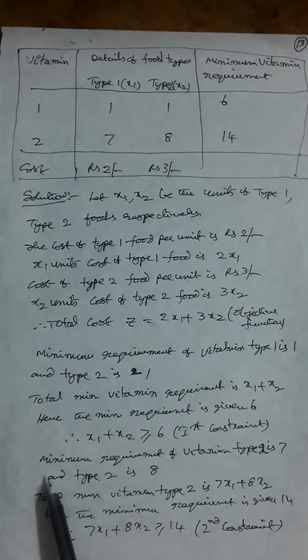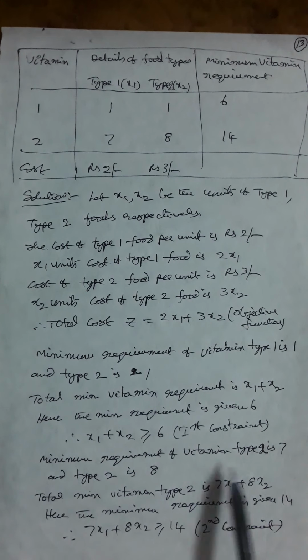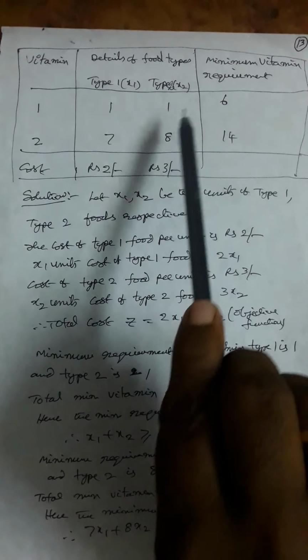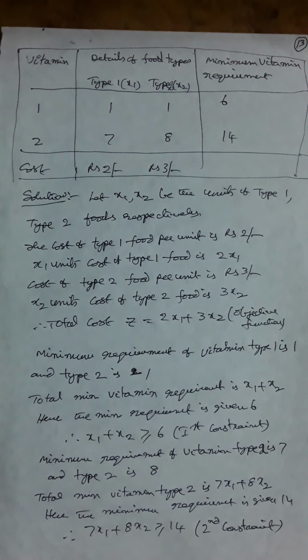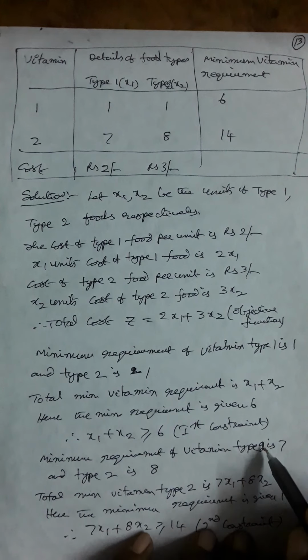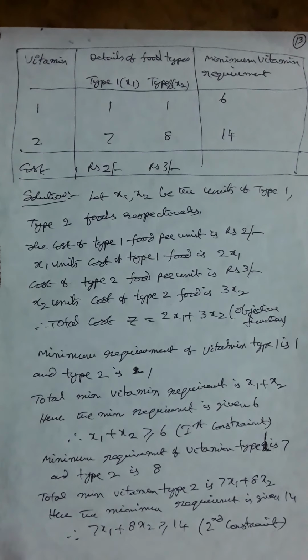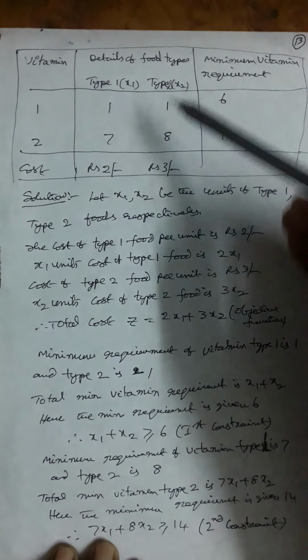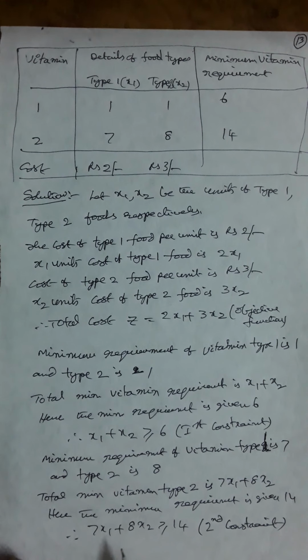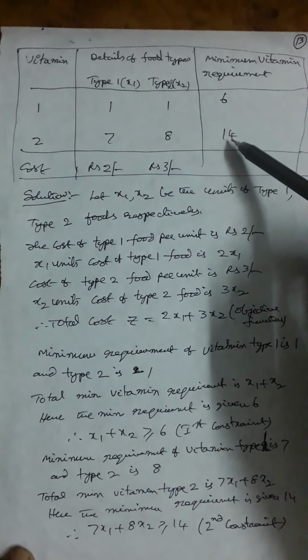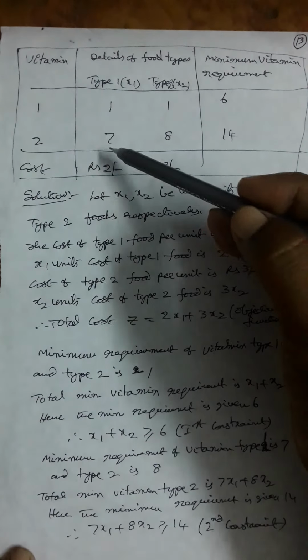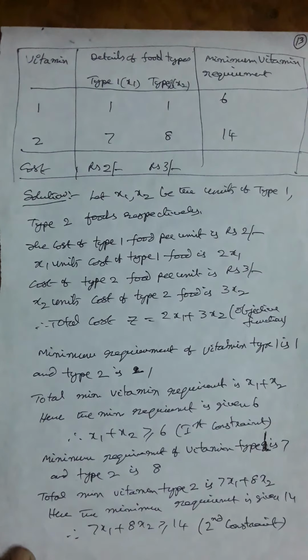Next, the minimum requirement of vitamin type 2 is given. Type 1 is 7, and type 2 is 8. So the total minimum vitamin type 2 is 7 into x1 plus 8 into x2. Here the minimum requirement given in the table is 14. So 7x1 plus 8x2 greater than or equal to 14. This is our second constraint.